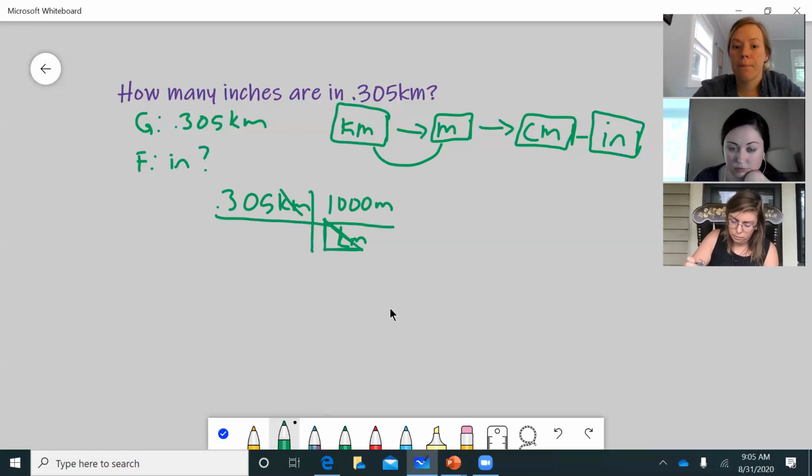Kilometers go away. I don't know why that made a triangle. This thing has like an auto snap feature on it, so it likes to make shapes when there aren't any.